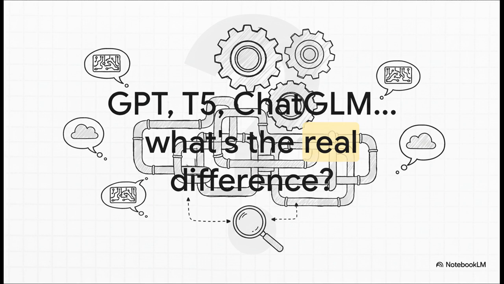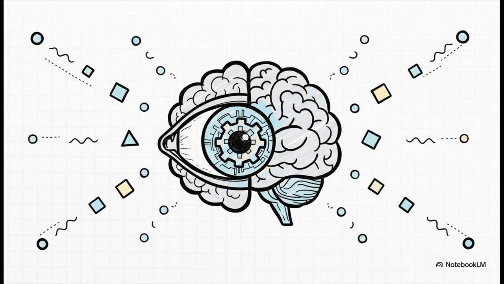But under the hood, they're actually built on fundamentally different principles. So, what really is the difference? Well, it all boils down to one single, really elegant concept. It's all about how they see information. The whole secret is in what we call their attention mechanism, which is just a fancy way of saying it's the specific way each model reads, processes, and pays attention to the data we feed it.